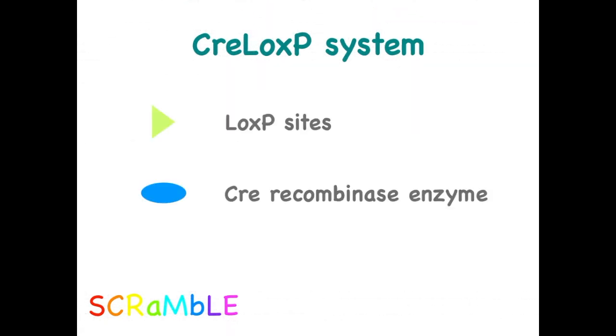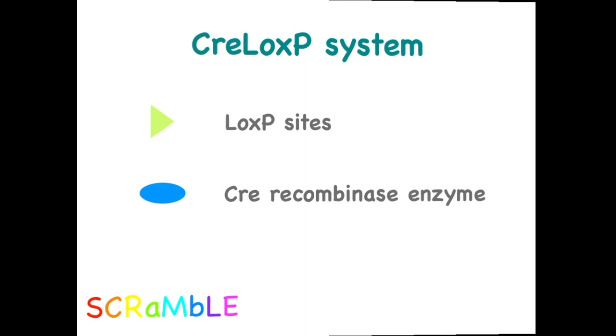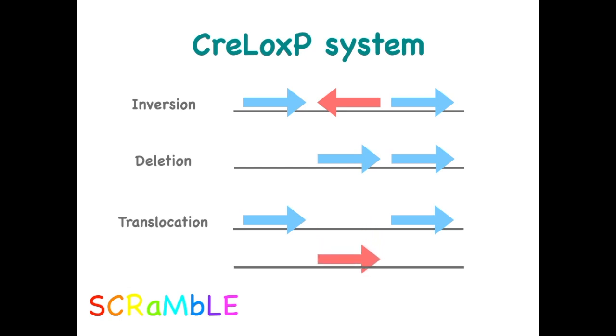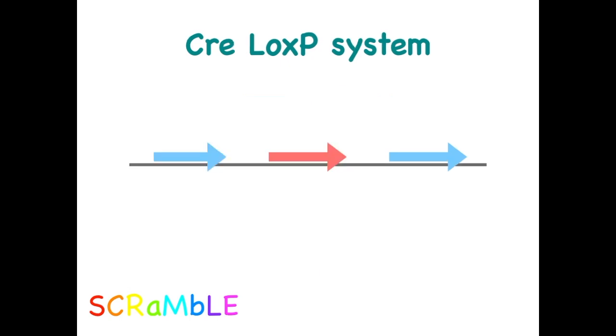The Cre-LoxP recombination system involves the use of sequences called LoxP sites and the Cre recombinase enzyme. Both of these parts of the system come from the P1 bacteriophage. The recombination event occurs when the target piece of DNA is either inverted, deleted, or translocated. The recombination event will only occur when two LoxP sites, each 34 base pairs in length, are present either side of a target piece of DNA.